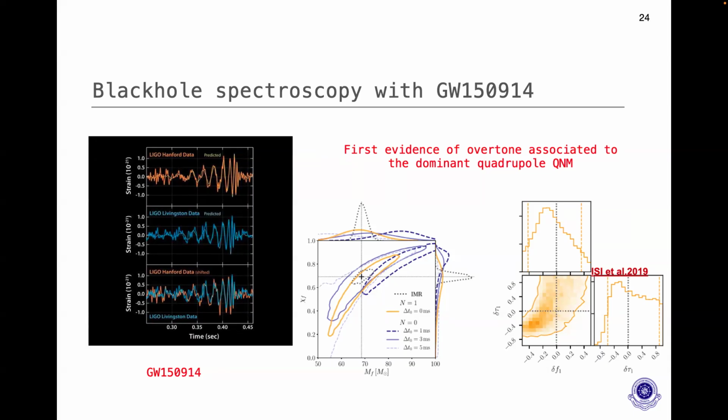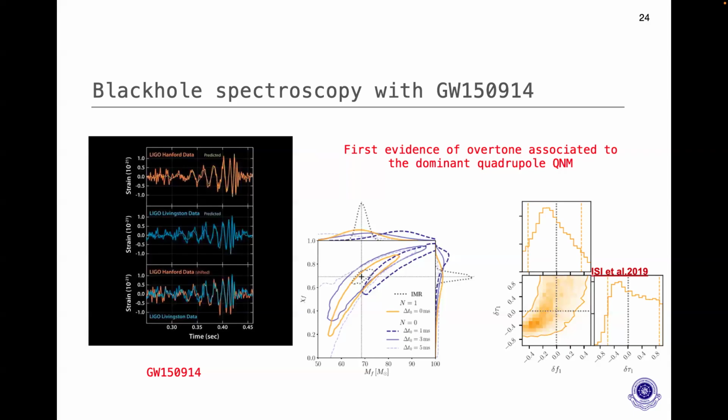Now, there's one group, Isi et al., who fit their quasi-normal mode waveform model to the gravitational wave data for GW150914 at the merger. And they found two modes. One is the quadrupolar 220 mode, and the second one is associated to the overtone of the quadrupolar 220 mode.